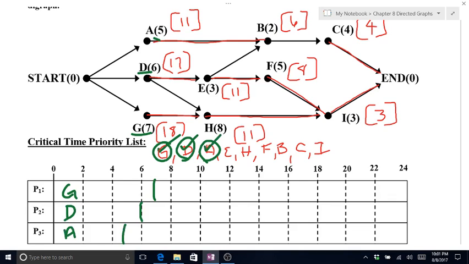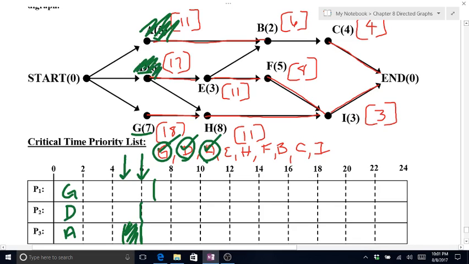Okay. 3 processors. The first one finished is processor 3 at 5 minutes, and they are done with task A. Nothing becomes eligible when task A is finished. So processor 3 is going to have to idle because nothing is ready until the next one is done. The next one is done at 6 minutes. At 6 minutes, D is now finished.